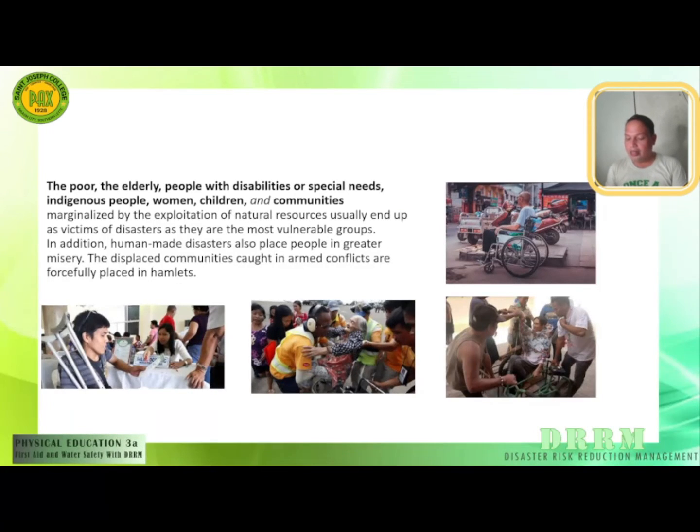The poor, the elderly, people with disability or special needs, indigenous people, women, children, and communities marginalized by exploitation of natural resources end up as victims of disaster as they are the most vulnerable groups. In addition, human-made disasters also place people in greater misery. These are the displaced communities caught in armed conflicts, forcefully placed in hamlets, like those areas affected by the exchange of bullets and bombs of the communists and also the authorities.